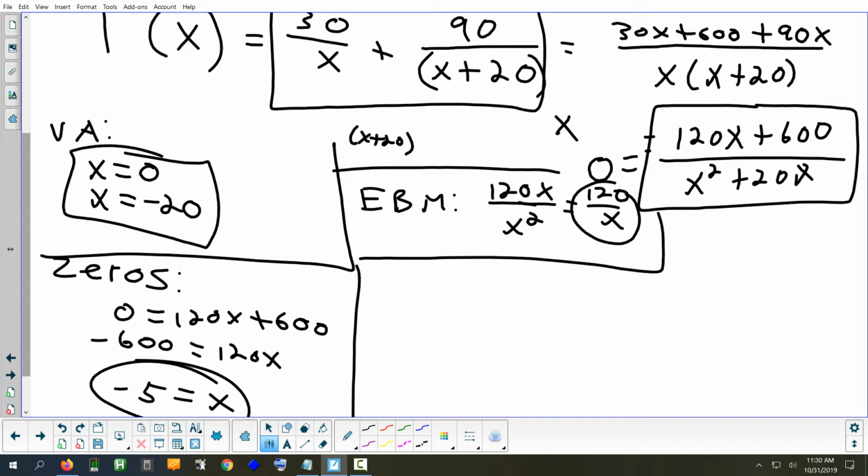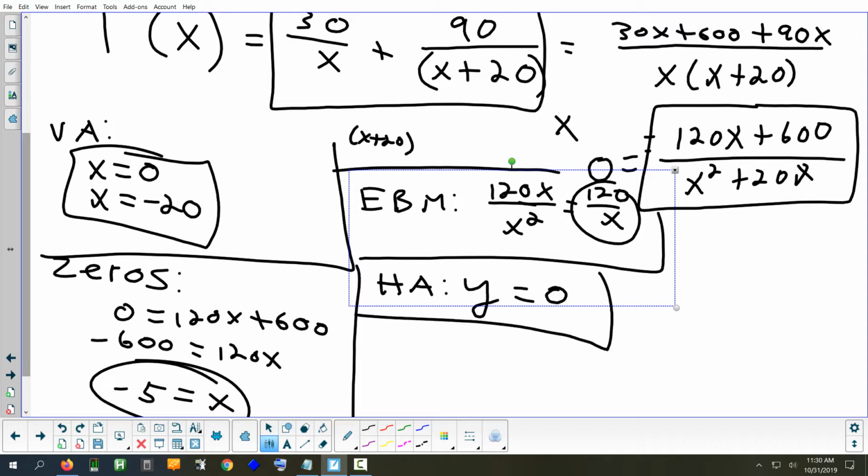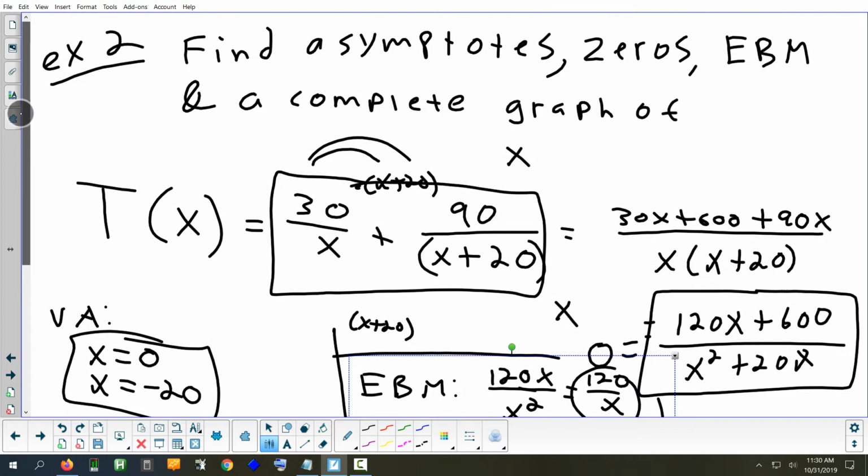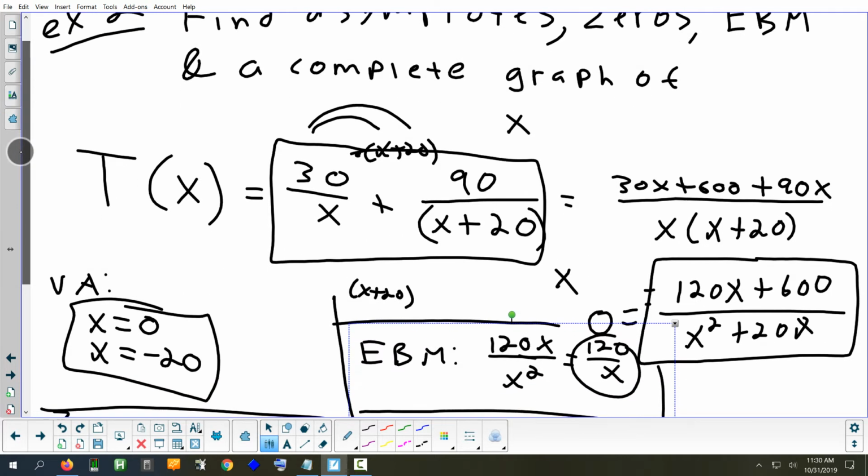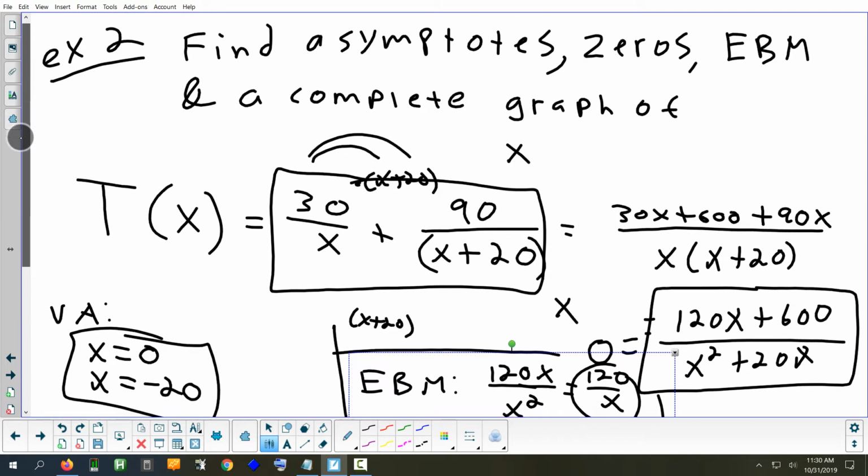Now we can use the EBM to find the horizontal asymptote. Tell me what happens to the EBM as x approaches infinity. It's closer and closer to 0. It approaches 0. Remember, horizontal is always y equals. So do I have everything? Asymptotes, zeros, EBM. I just haven't done it on the calculator yet.